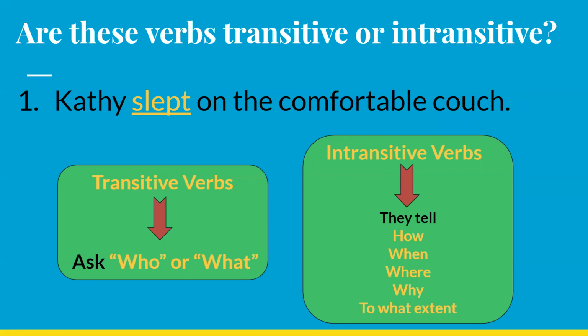Kathy slept on the comfortable couch. The action verb in this sentence is slept. So we ask ourselves, slept who? No answer. Slept what? We have no answers to these questions. So these verbs must be intransitive. But what is it telling us exactly? It tells us where she slept. Where did Kathy sleep? She slept on the couch.